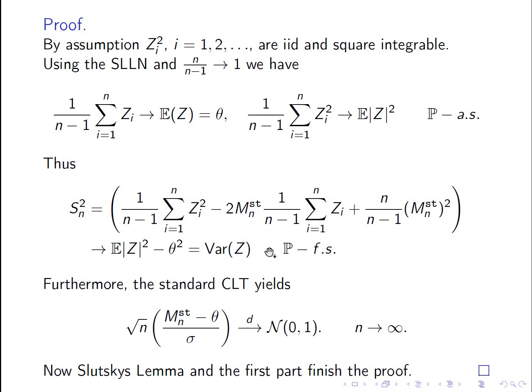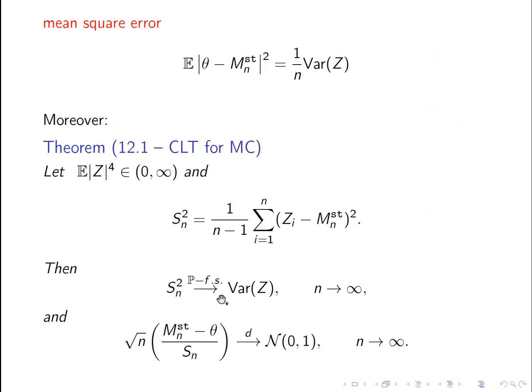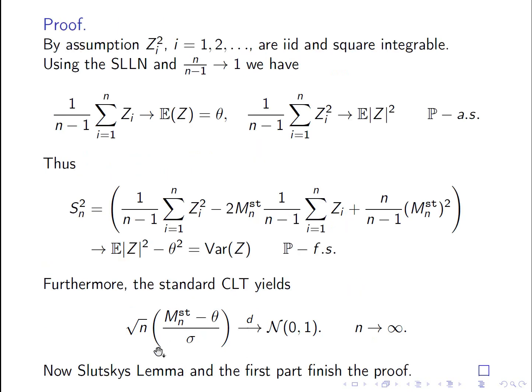Okay. This was part 1, this convergence, and now we have the central limit theorem here. What can we do here? Well, we have the standard central limit theorem, because zi is IID square integrable, so the central limit theorem, a bit rewritten, is this statement here. The estimator minus zeta divided by the standard deviation of z, which is sigma, times square root of n, converges in distribution to a standard normal distribution.